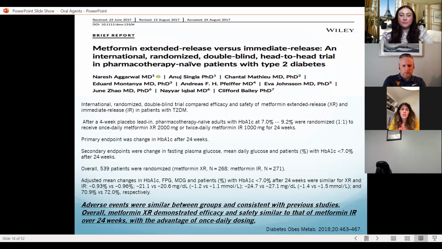So this is just a journal article to show you that if you do have to go from metformin immediate release to extended release, the efficacy is very similar between both groups. I've heard frequently, is metformin extended release, or XR, as efficacious as the immediate release? And yes, metformin XR is efficacious, according to this journal article. Next slide, please.